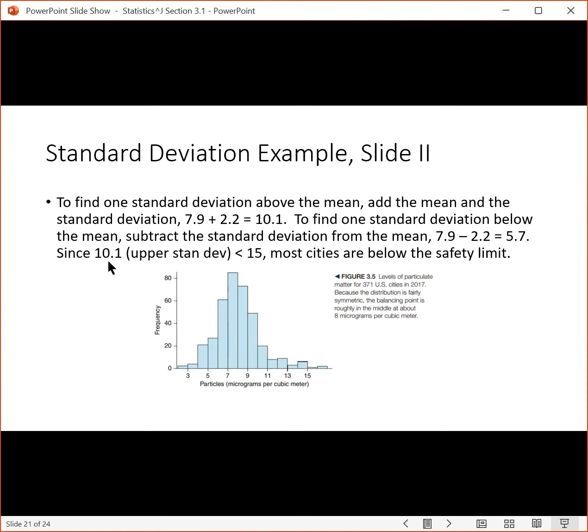You can go through and find that the upper 1 standard deviation is at 10.1, and you're comparing that to 15, then you know that 2/3 of the data is going to be below the upper 1 standard deviation. And so that means that 2/3 of the data is going to be below this 15 threshold. Okay, hopefully that made sense.